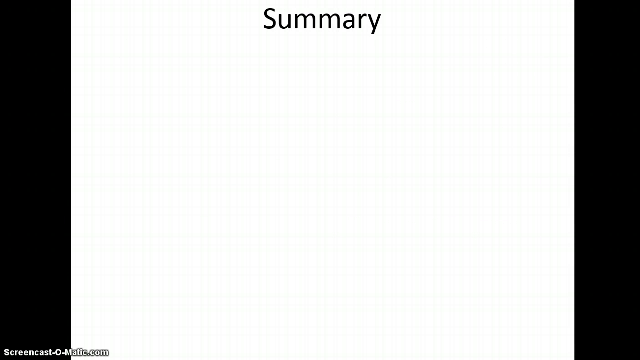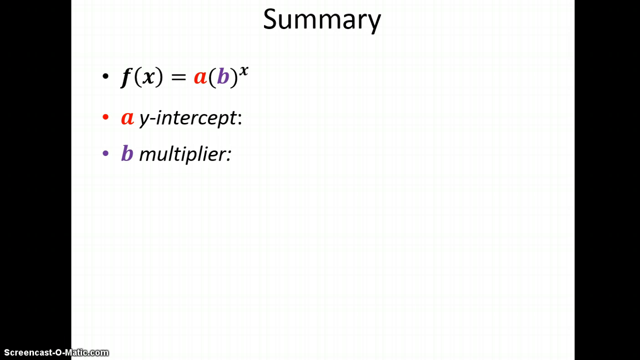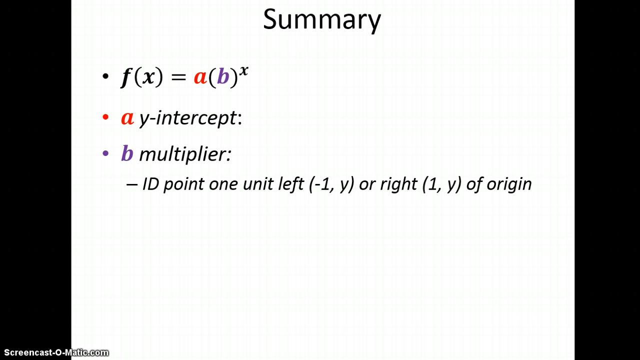To summarize, we need to know the formula for an exponential function when writing the equation. We need to find a, which is our y-intercept, and b, which is our multiplier. When finding b in either method, we always must choose a point that's either 1 unit to the left or right of the origin. Some people like to use the plug-in method, but remember, if you're going to use that method, be careful when x is negative.